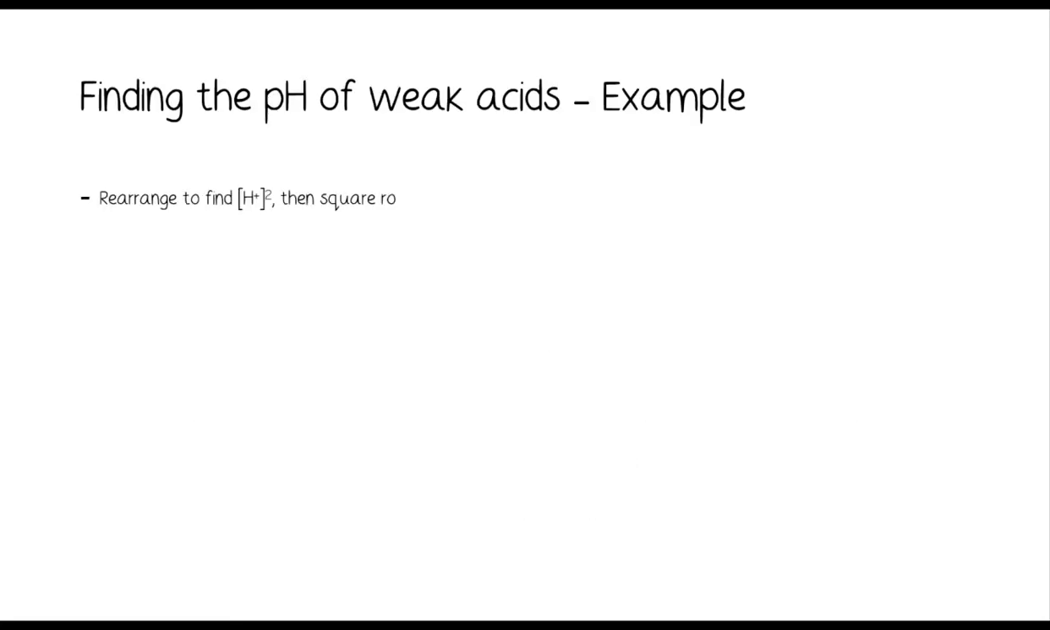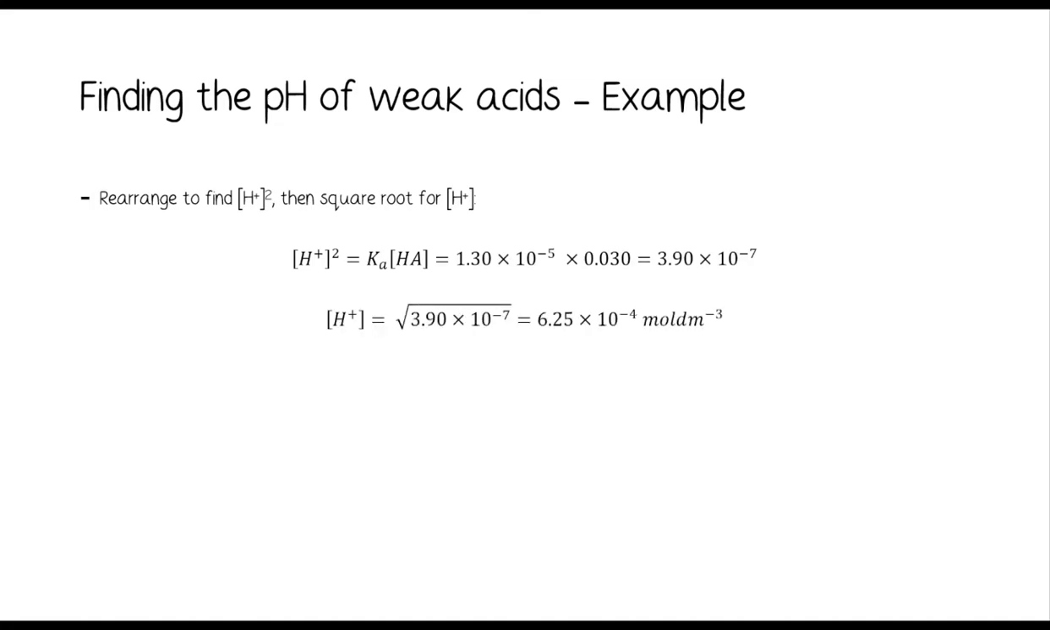You rearrange it to find H+ squared, which gives you an answer of 3.9 times 10 to the minus 7. You square root that, which gives you an answer of 6.25 times 10 to the minus 4. And then you slap it into the pH equation, which gives you a pH of 3.20.